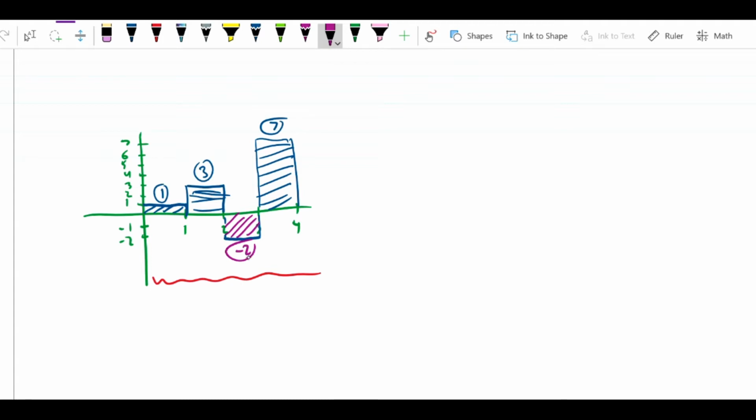Now, all these rectangles are going to have a width of 1, and then the third rectangle is going to be a rectangle that's below the x-axis. That's how we represent a negative number. So it's a rectangle of area 2, but it's below the x-axis. And the fourth rectangle is above the x-axis, again of width 1, and this time has height 7. So if I add up the signed area, it's just going to be 1 plus 3 minus 2 plus 7. So that once again is 9.